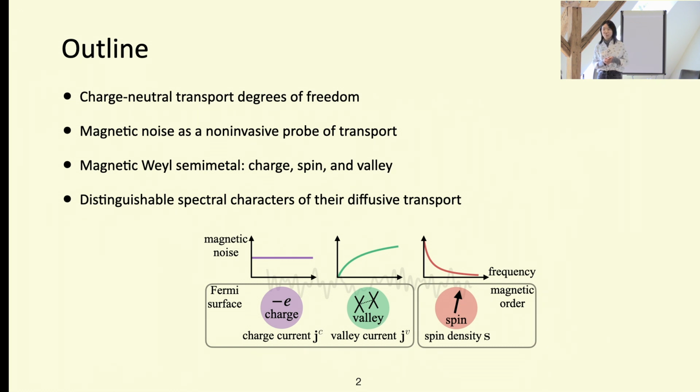And I will show you some results for a specific model of a magnetic Weyl semimetal, where you have three different flavors, charge, spin, and valley transport, present. And the punchline is these three degrees of freedom can have very distinct spectral characters in a magnetic noise measurement, so it's possible to distinguish their contributions. And with this, we would like to promote the general idea that magnetic noise spectroscopy can be useful for exotic degrees of freedom transport measurement.